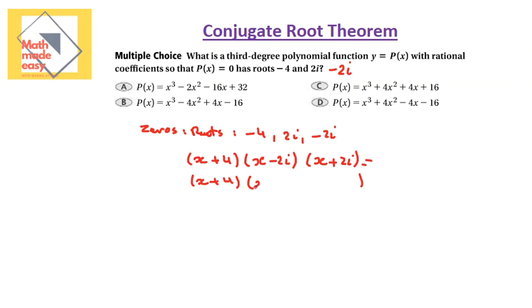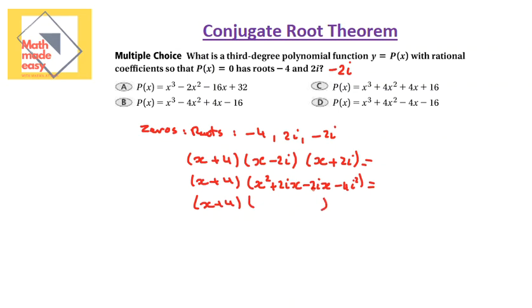x times x, that's an x squared. Then x times 2i, this is plus 2ix. Negative 2i times x, that's a negative 2ix. And negative 2i multiplied by positive 2i, this is negative 4i squared. Now x plus 4 is the same, and let's simplify this before we move further.